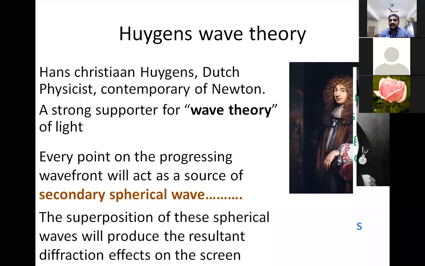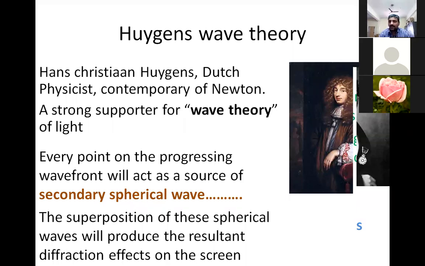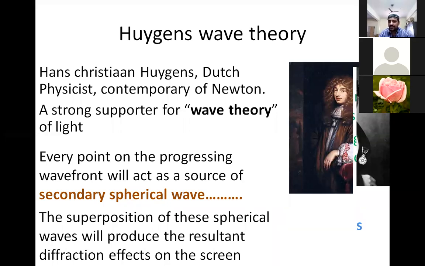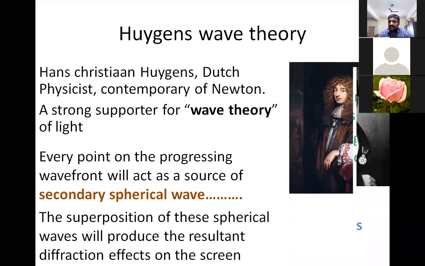Hans Christian Huygens. He's a man from the Netherlands. Now we are calling Holland the Netherlands. So he was from the so-called Dutch. In those days, it was Dutch. Now we are calling it Holland. So he was a contemporary of Sir Isaac Newton, and they had quite opposite views of light. Newton said light is a particle, whereas this man said light is a wave. Light is not a particle.